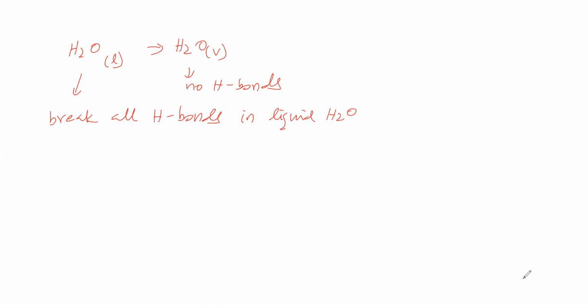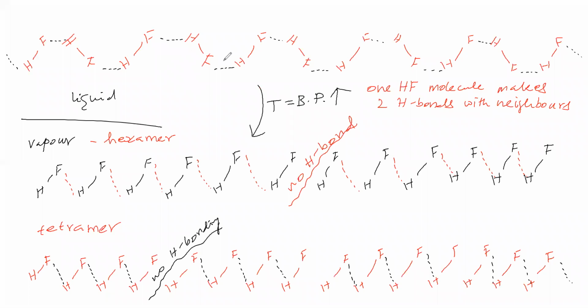So what about HF? That we'll see. Liquid HF is having hydrogen bonding like this. Vapor HF means it is existing as hexamer, otherwise tetramer. That means even in the vapor state hydrogen bonding is there. So liquid HF is having more number of hydrogen bonds, and vapor HF is having less number of hydrogen bonds.